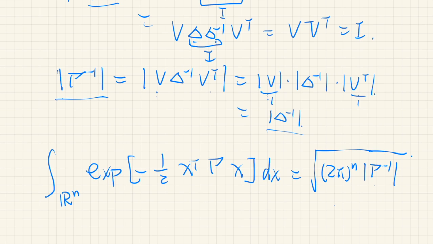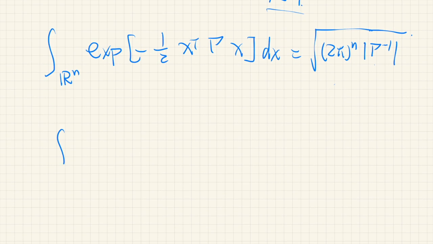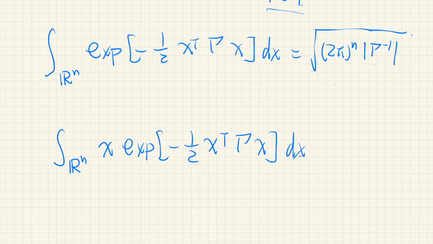Okay, next let's consider the first moment, by which I mean this integral: x times this exponential Gaussian kernel, x transpose gamma x, dx. By symmetry, I think it's pretty much obvious that this should be equal to the zero vector. By the way, this x is a vector, so the result should also be a vector. So this is a zero vector.